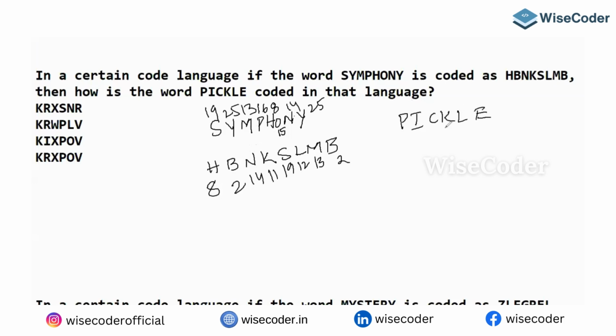So pickle is coded as 16. So how much do you need to add? 11. The 11th letter is what? K. I is the 9th letter. So you need to add 18. The 18th letter is what? R. C, the third letter, you need to add 24. 24 means what? X. K is 11. L, you need to add 16. P. L is 12. You need to add 15. The 15th letter is what? O. E is the 5th. So you need to add 22. What is 22? V. So K R X P O V.